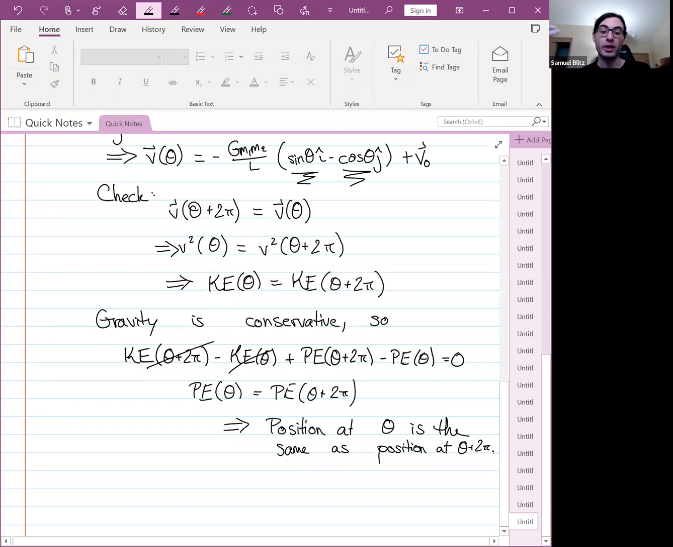It doesn't actually prove that they're elliptical. That takes a little bit more work, work that we don't have the tools to do here. But it does show that the orbits are closed, that they will repeat themselves.